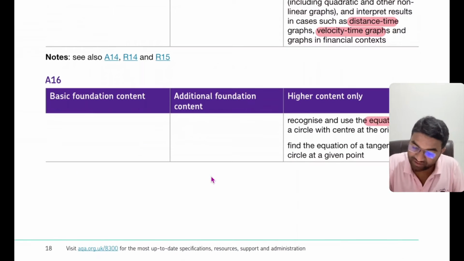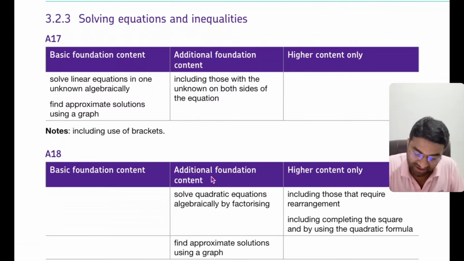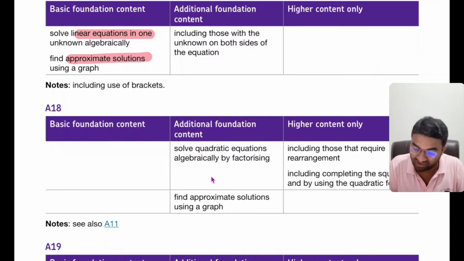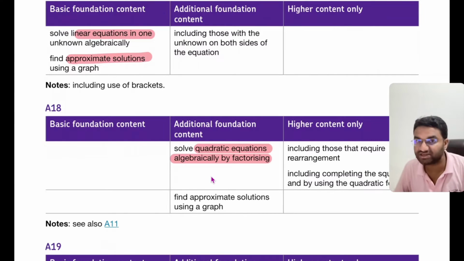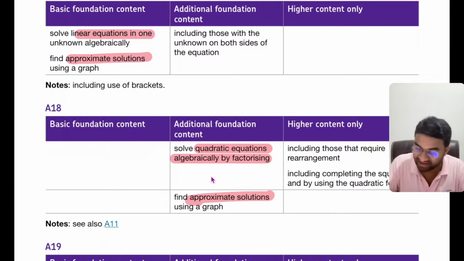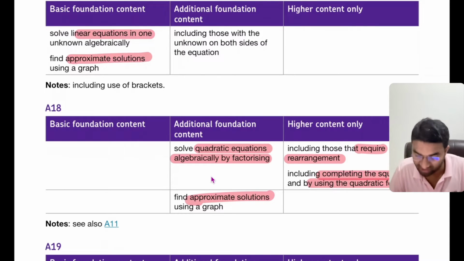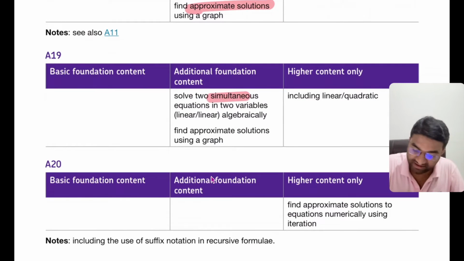Then next, equation of a circle with center at origin, equation of a tangent to the circle at a given point. Then next, linear equation in one unknown, then approximate solution. Okay, then the quadratic equation algebraically, solving the quadratic equation by factorization. Okay, approximate solutions are also there. All right, then we have to understand the rearrangement of formulas, rearrangement of formulas by completing the square method or even the quadratic formula.